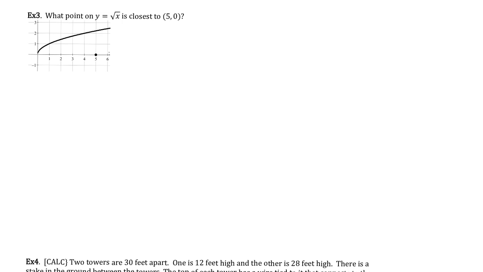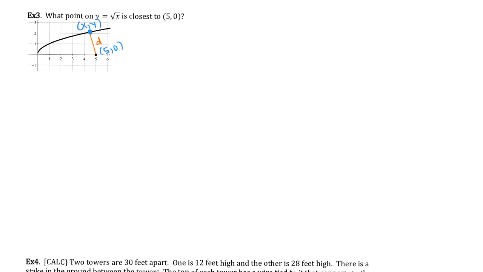Okay, for example 3, what point on y equals square root x is closest to (5, 0)? We set this up last class. So let's pick a point on here. I'm picking an arbitrary point to see if this is closest. What is this point down here? This is (5, 0). I want the distance from this point to minimize. So I want to minimize d.